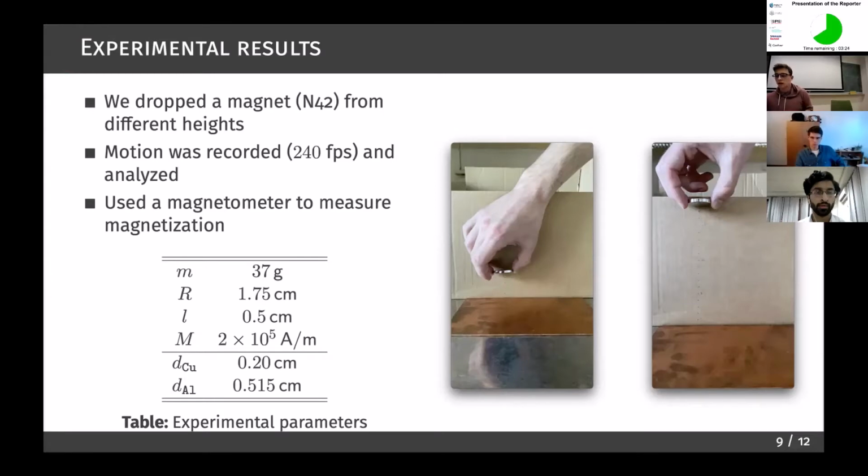So we could hear a slight difference in sound when the magnet landed when being dropped from 5 centimeters. We could hear a difference from only dropping it on the ground, but the difference was not observed when dropped from higher. So we analyzed the footage.